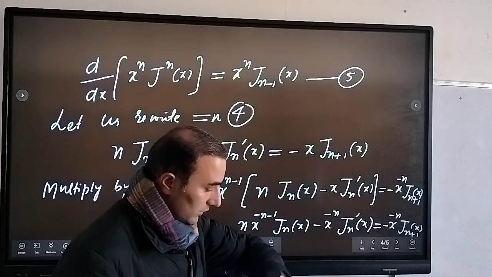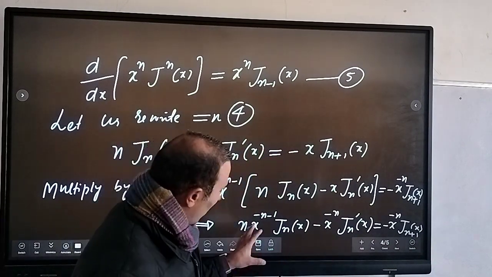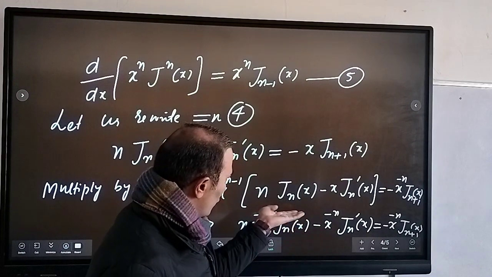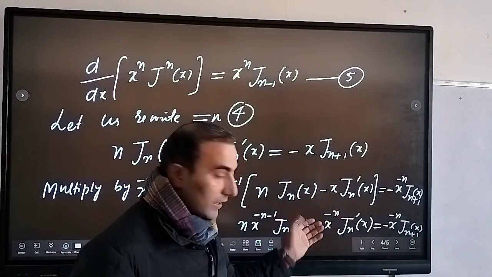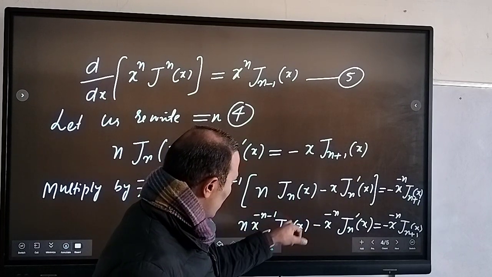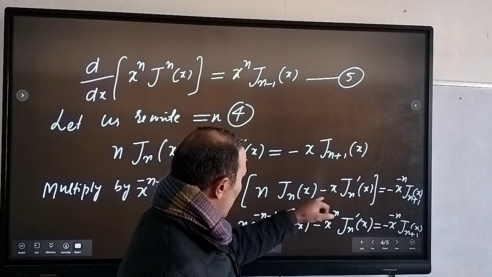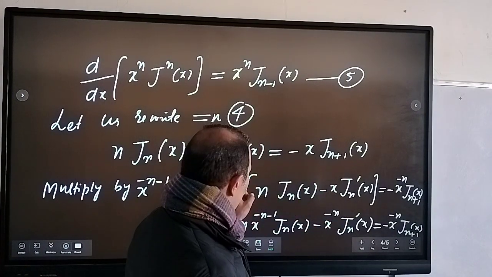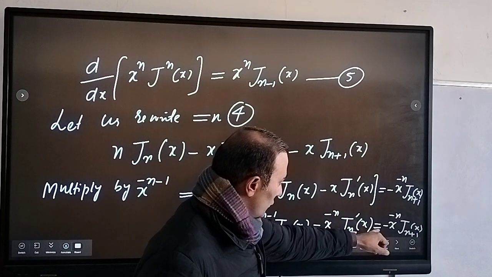So just have a look at this. Here I simply multiplied by this x raised to the power minus n minus 1. So I multiplied it. So on our left hand side, the left hand side will be n x raised to the power minus n minus 1 J_n of x minus, that is multiplying x to this term. So it will be x raised to the power minus n, because it is x raised to the power plus n. So this will be this.